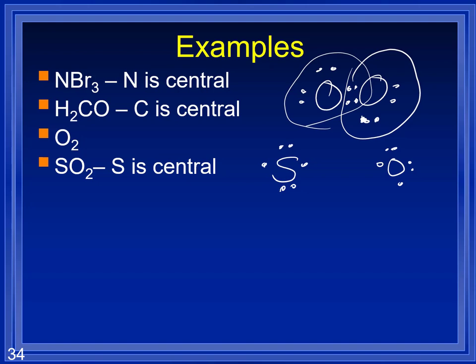They tell me how I'm supposed to put it together. They tell me S is central. So I know the sulfur, draw in its 6 dots. Then the oxygen, now I add 6 more: 1, 2, 3, 4, 5, 6. And then I have to add an oxygen over here with its 1, 2, 3, 4, 5, 6.